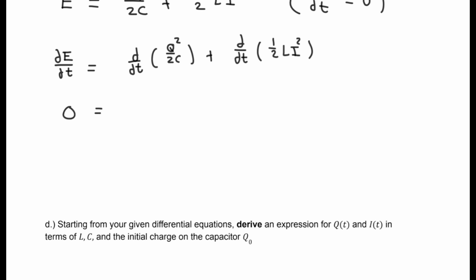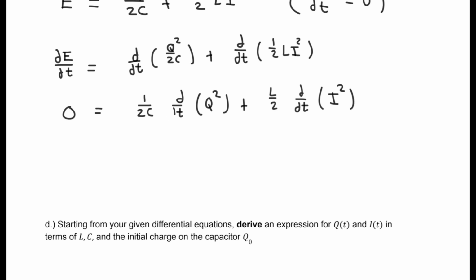So now we'll do some factoring out. Things like the capacitance and of course the inductance and the 2 won't depend on time. So I can write 1 over 2c times the derivative with respect to time of q squared plus L over 2 times the derivative with respect to time of the current squared.